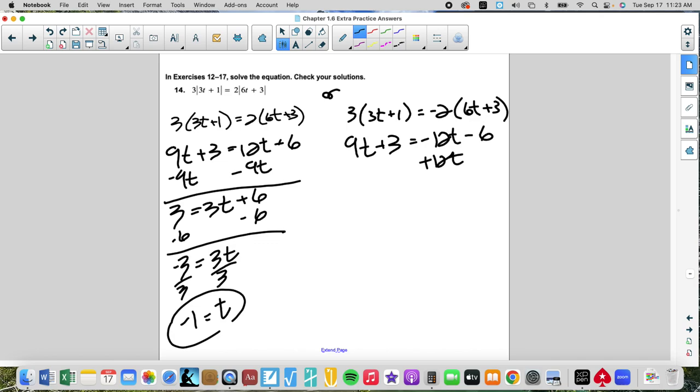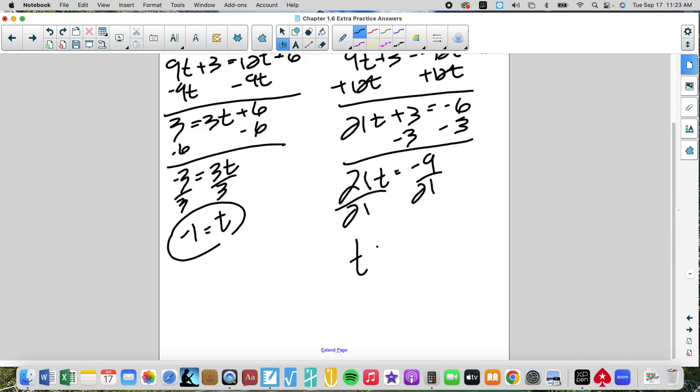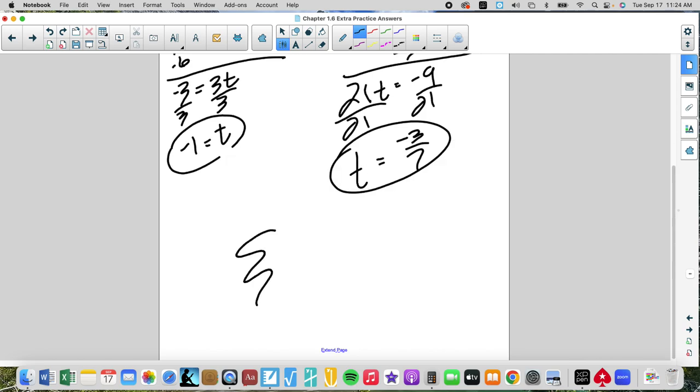9t plus 3 equals negative 12t minus 6. Add 12t. That's 21t plus 3 equals negative 6, minus 3, minus 3. 21t equals negative 9. Divide by 21. T equals negative 3/7. So now let's put them in numerical order.